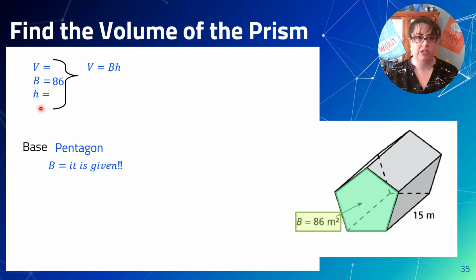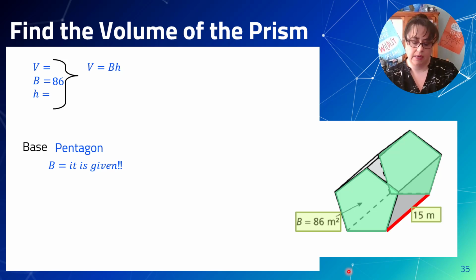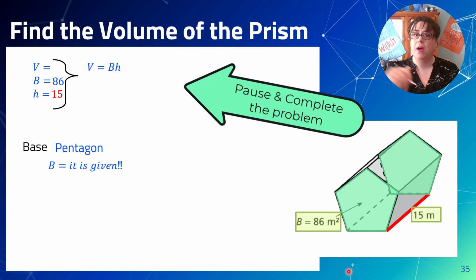And then it says H. Well, remember that it's going to connect up our two congruent bases. So here's our two congruent bases. And what is connecting up our two congruent bases but that 15? So we're going to connect it with that 15. And so now I have that 86 and that 15. I'm going to pause this right now, or you're going to pause this, and you're going to finish this problem and come back.